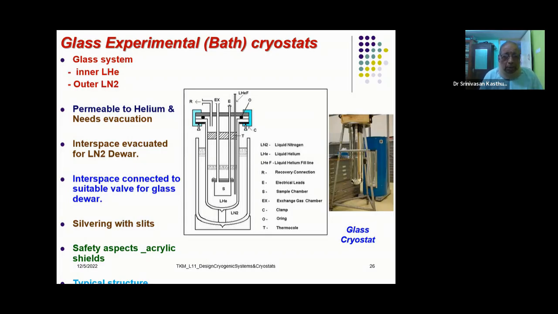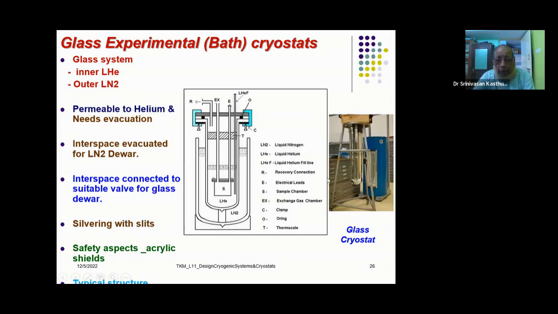Now, there is an important point: this inner vessel is immersed into an outer vessel containing liquid nitrogen. So the inner helium vessel is a glass cryostat, and the outer nitrogen vessel is also a glass cryostat. A typical glass cryostat arrangement is shown here.